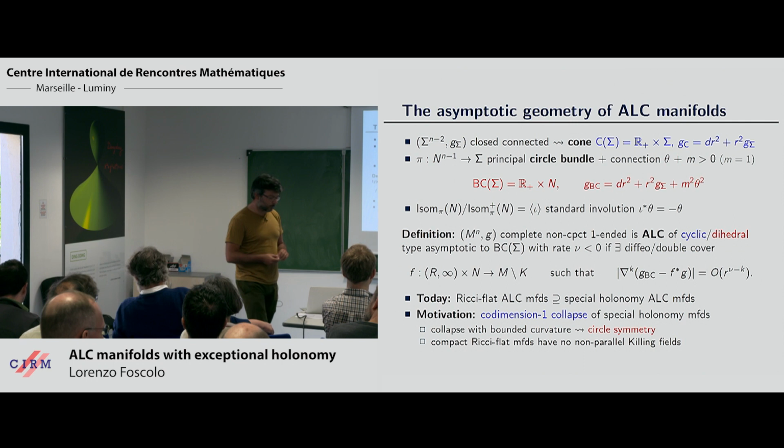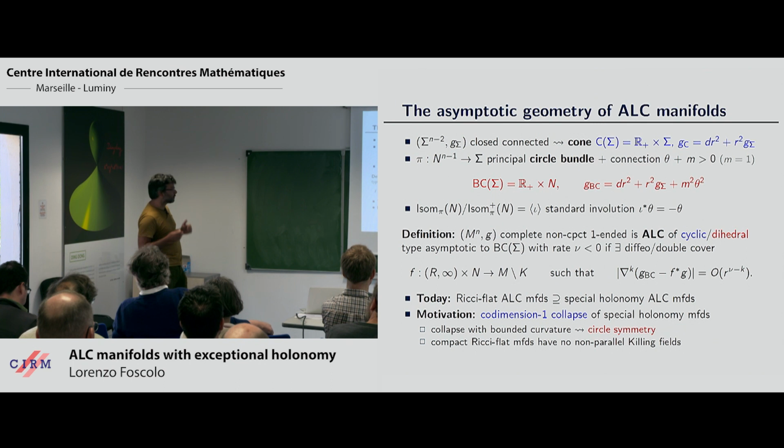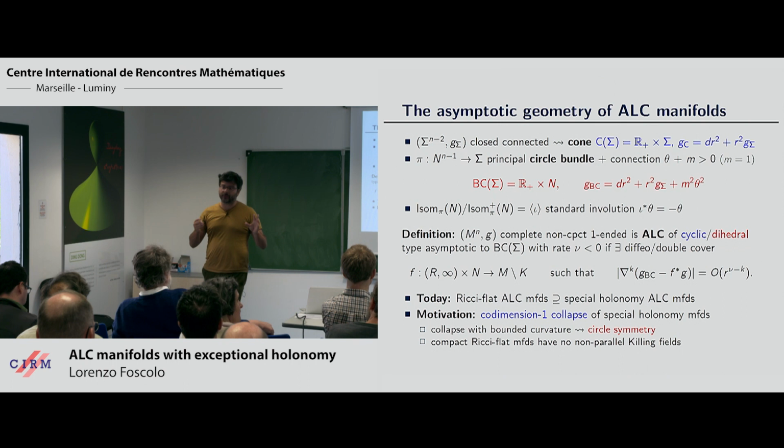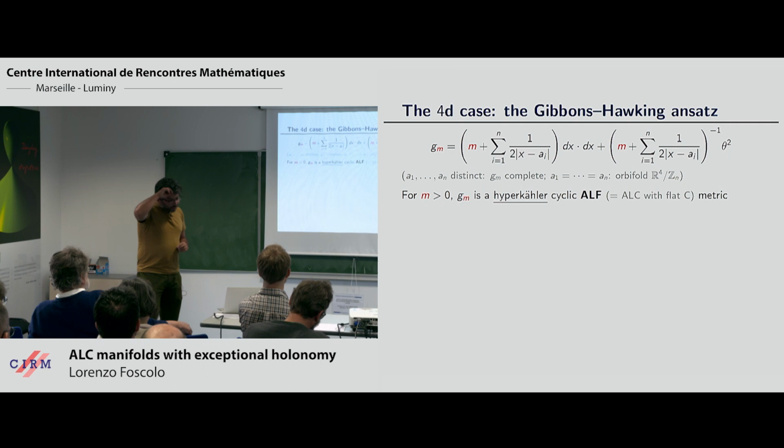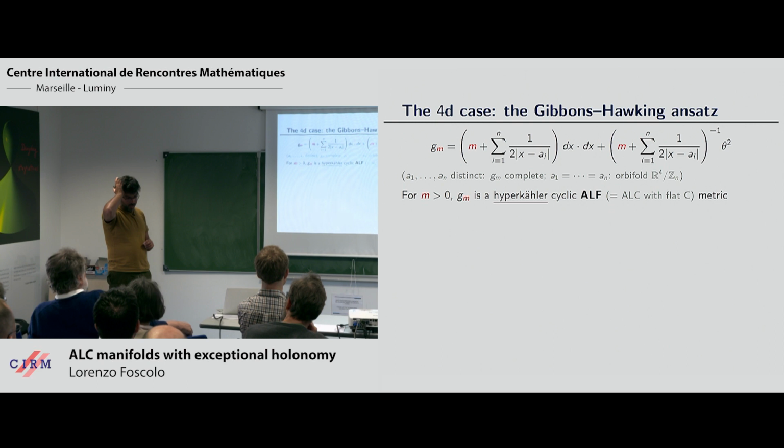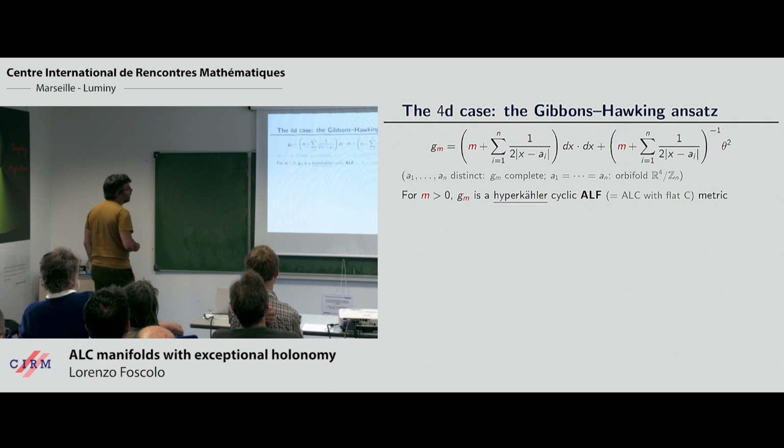So in the second part of the talk, the focus is going to be to try to construct at least one ALC space of dihedral type in some higher dimensions. OK, but let me start with the four-dimensional case, where actually essentially almost everything is known. So that's the case of hyperkähler metrics in dimension four.